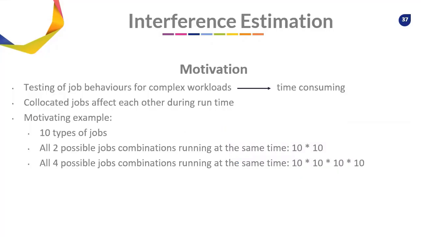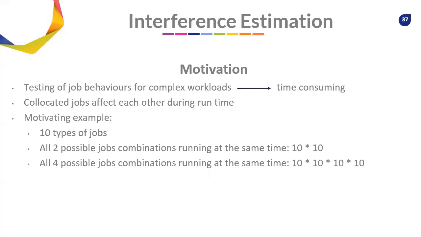Now, about the motivation. It is time-consuming for complex workloads to test every job behavior under different resource configurations to assign it to a particular class. Furthermore, collocated jobs may affect each other during runtime, which makes it hard to cover all the possible combinations of workload behaviors. As an example, consider the following case of 10 types of jobs.